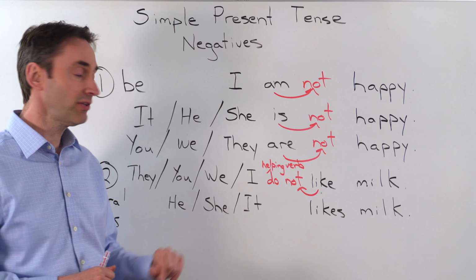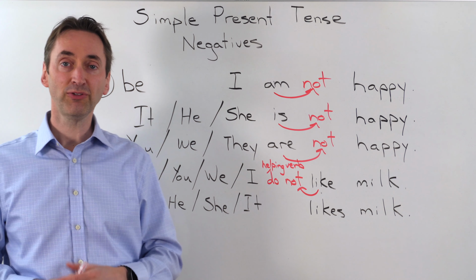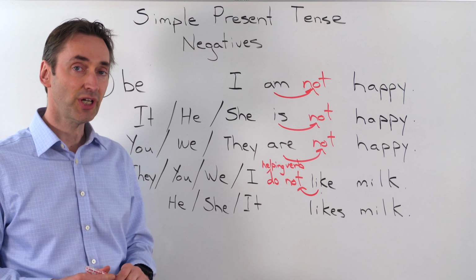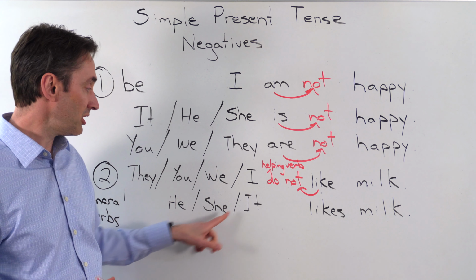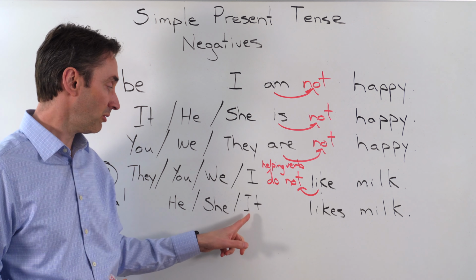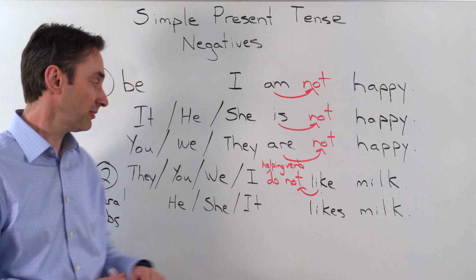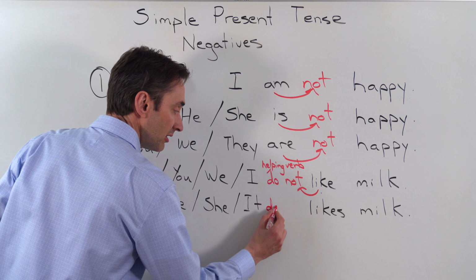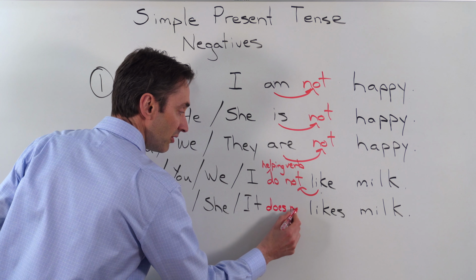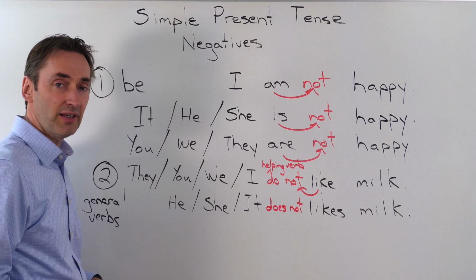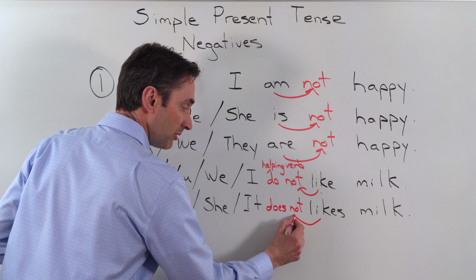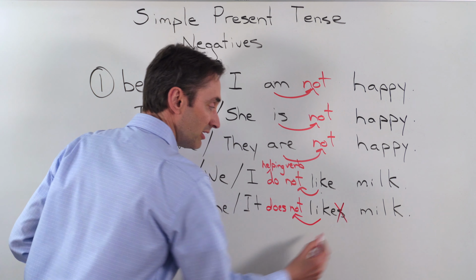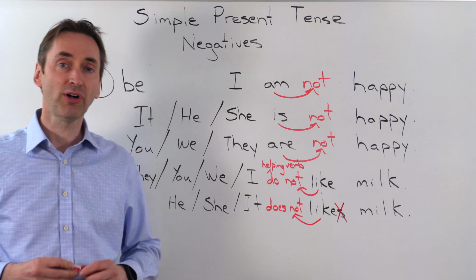With he, she, and it also changes a little bit. You have to be a little bit careful when you make a negative using he, she, or it in a general verb sentence. He, she, it likes milk. So he likes milk. And since it's it, we want to add does not. And this comes before the main verb. And we must make sure to get rid of the S on likes.